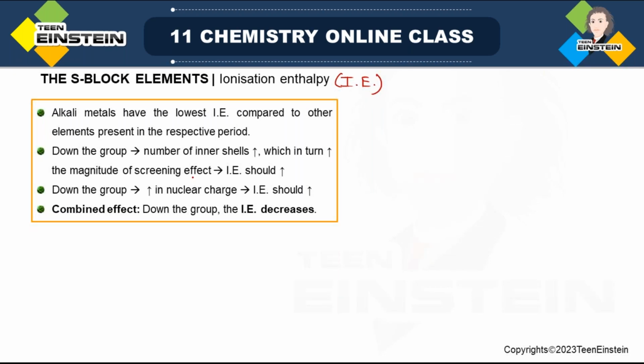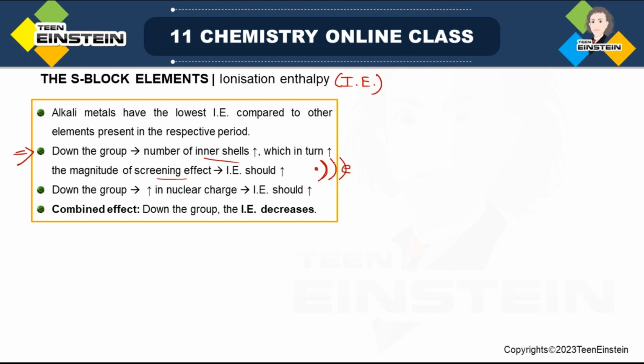Now, what about down the group? What is the trend? When you are moving down the group, you have to consider two things separately. The first point is that the number of inner shells is increasing. That is true. Now, when it is increasing, it will also increase the magnitude of the screening effect. That means if you consider this is the nucleus and the outermost electron is somewhere here.